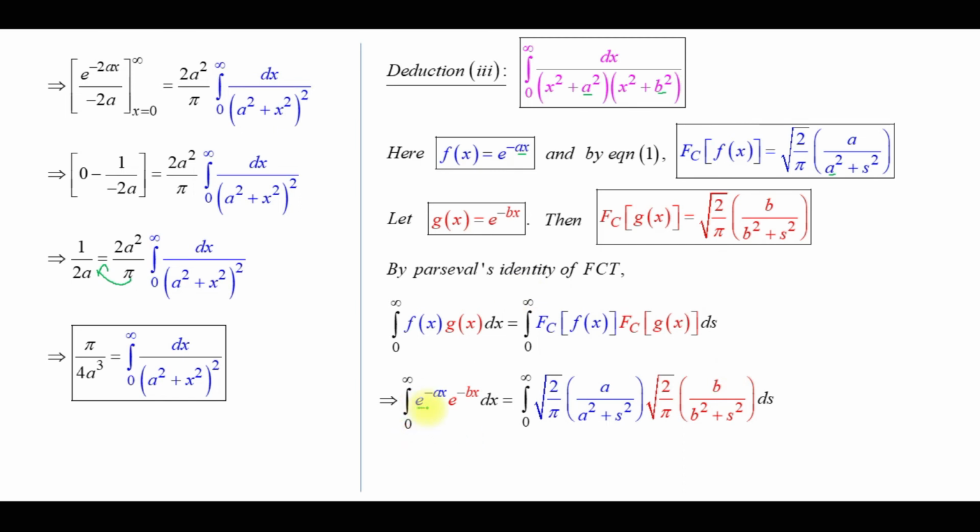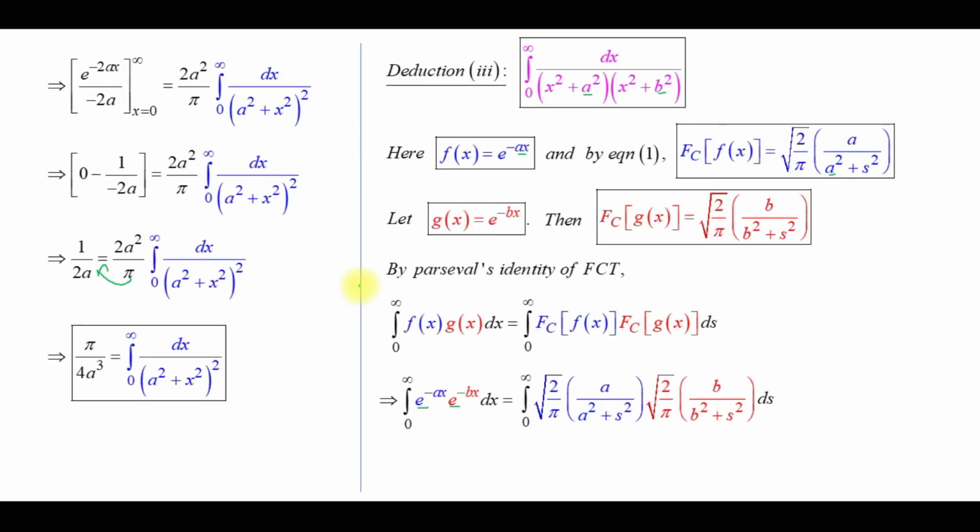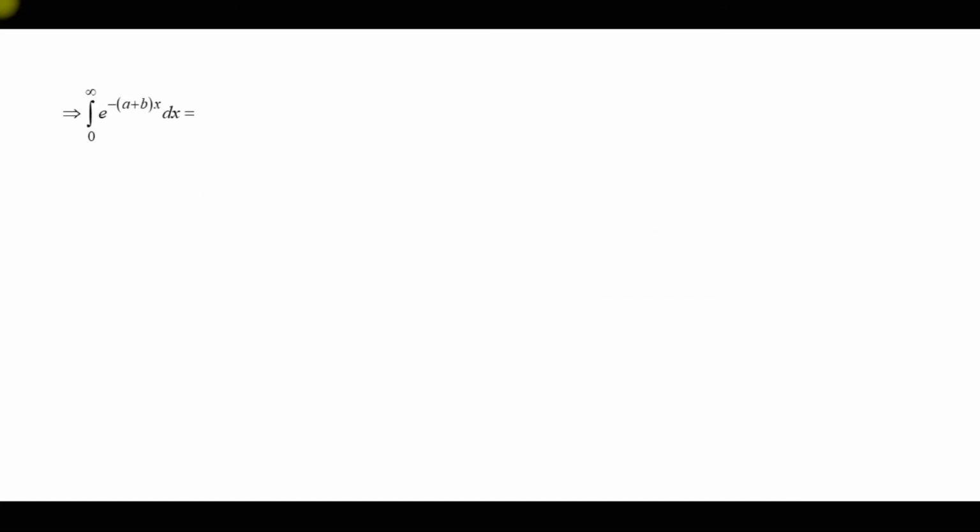So here the base is same, so we add the exponent terms. This implies integral 0 to infinity e power minus (a plus b)x dx is equal to, so square root of 2 by pi into square root of 2 by pi is 2 by pi. So ab is constant, that is 2ab divided by pi into integral 0 to infinity ds divided by a square plus s square into b square plus s square.